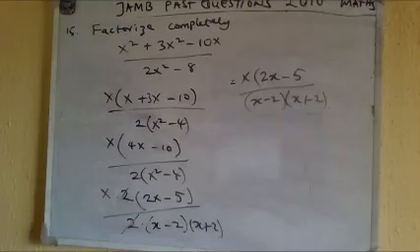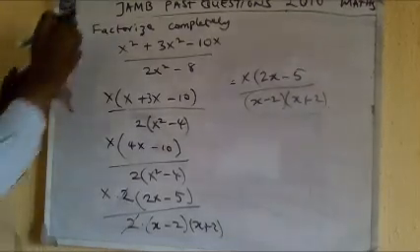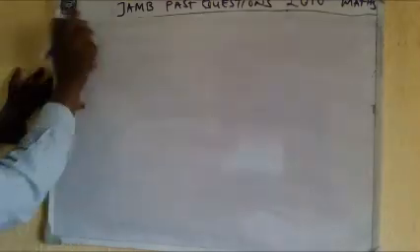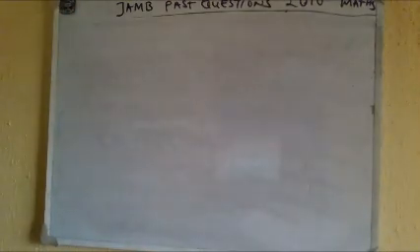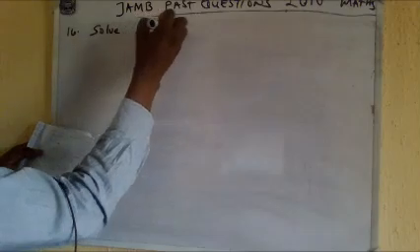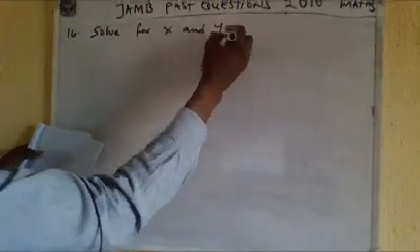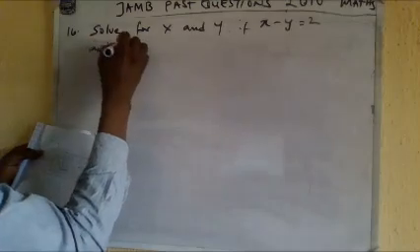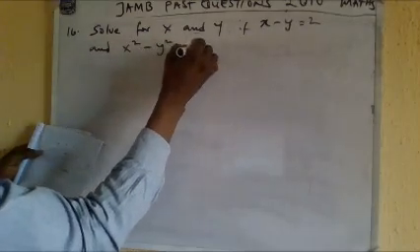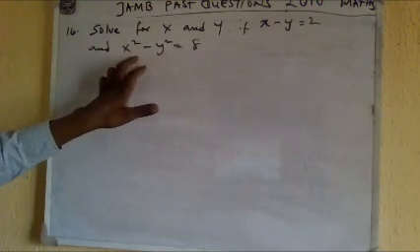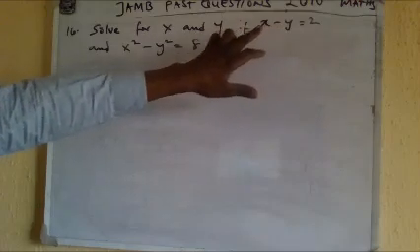Okay, number 16. Number 16, it says solve for x and y if x minus y is equal to 2 and x squared minus y squared is equal to 8. So this one looks like a simultaneous equation. Just that these are not both linear. This is linear. And this one is not linear.